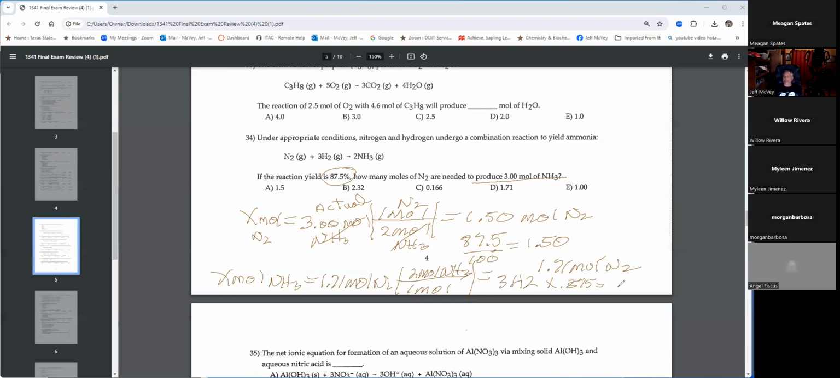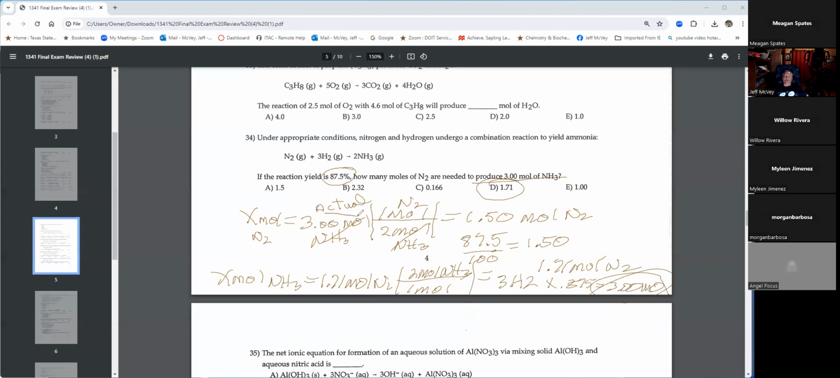Which gives me 3 moles. Okay, so it looks like 1.71 moles is the answer. Can you show the process of you getting 1.71, like not the whole process, but after the 87?